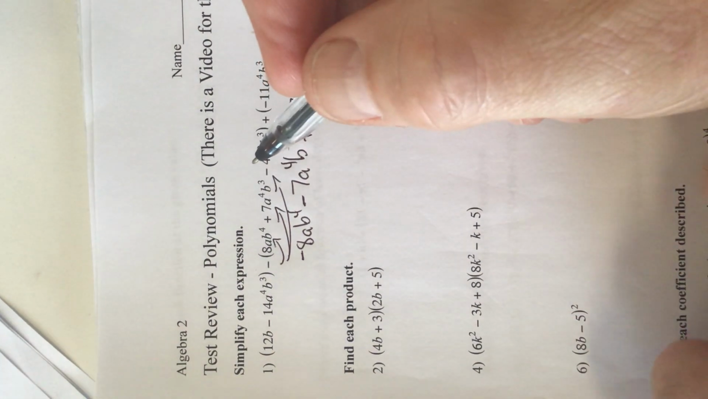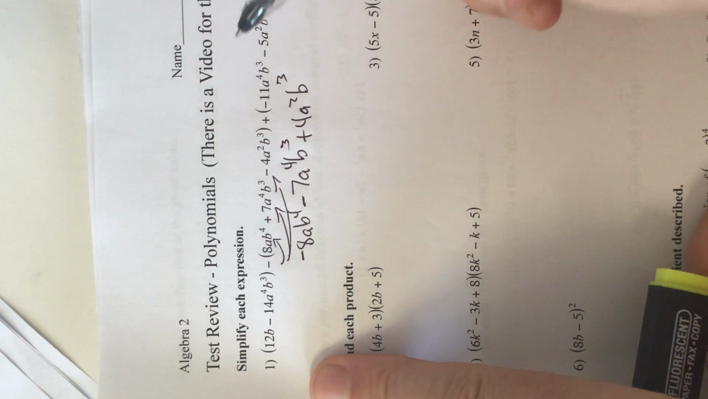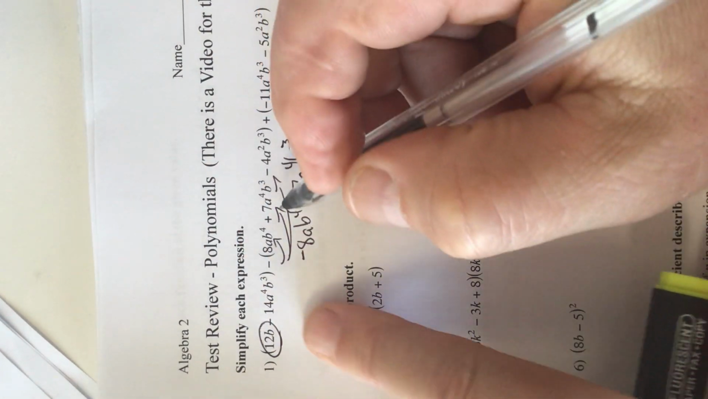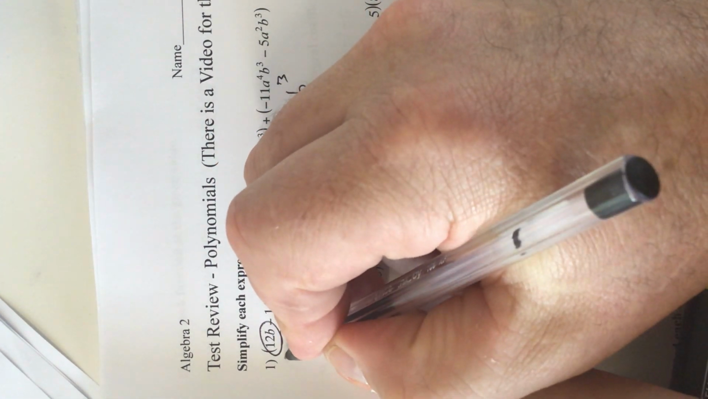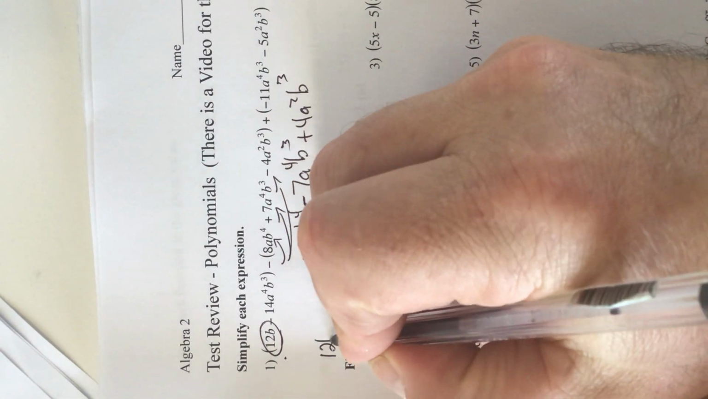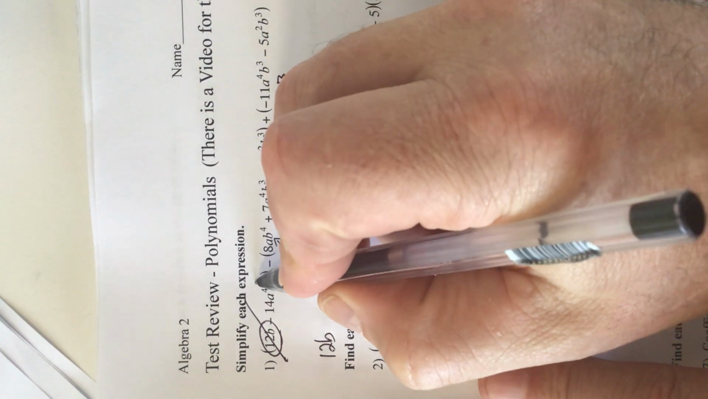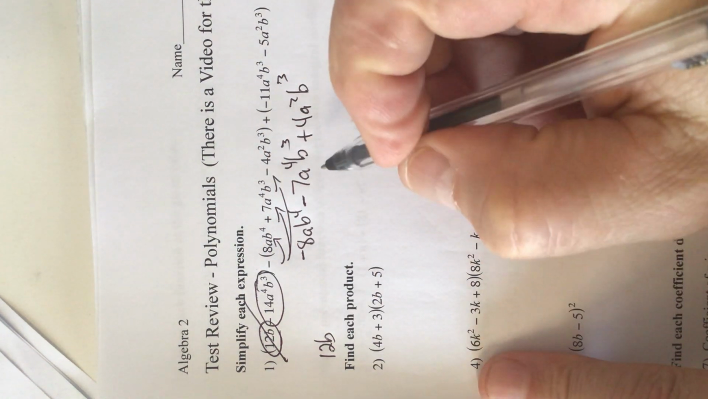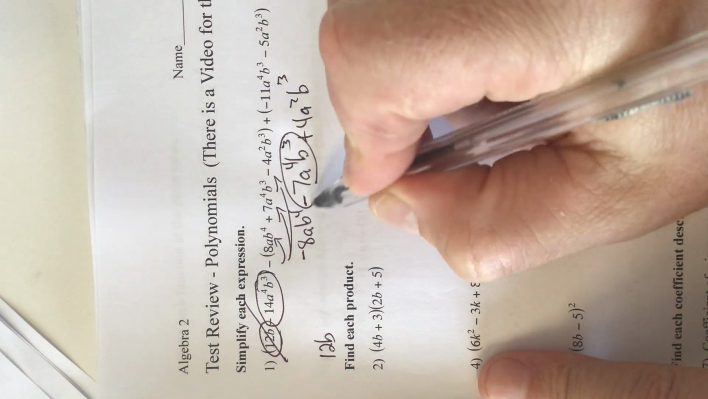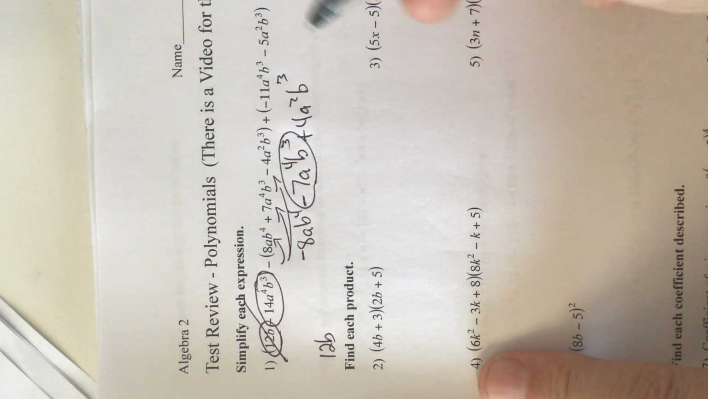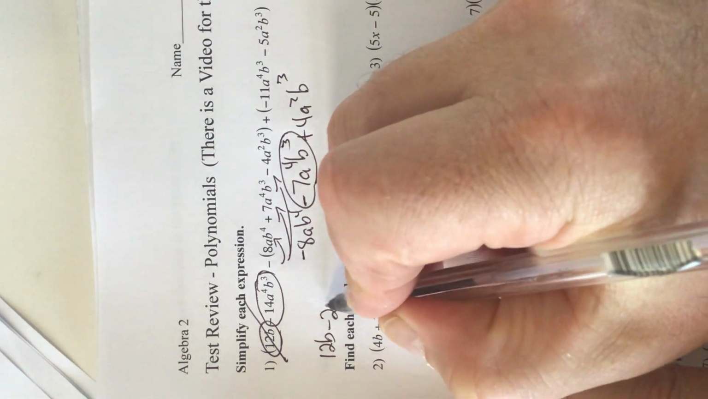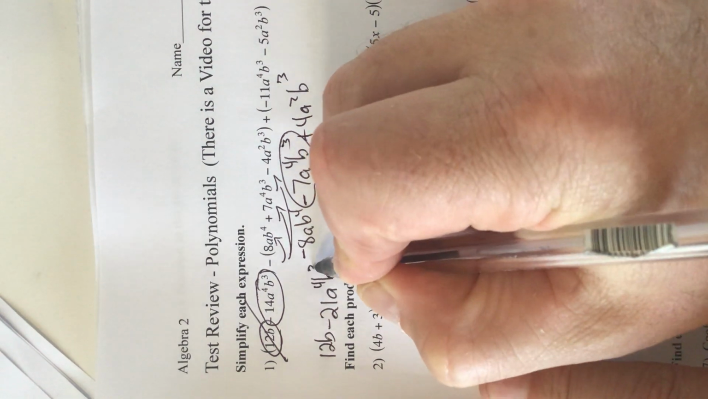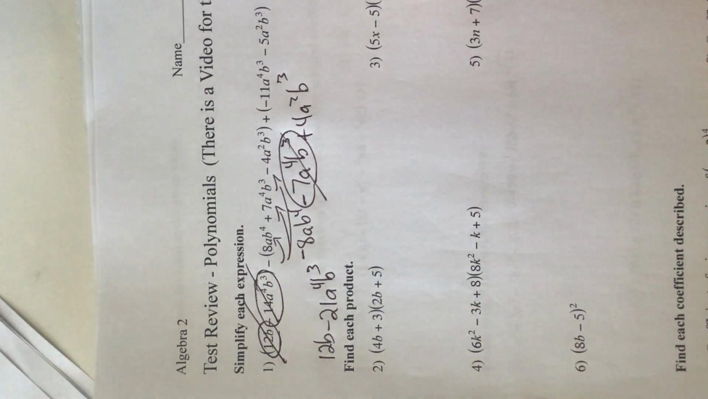Now you just find like terms. I guess I could just start with this one. There's a b, and that's it, so that's going to be by itself. So where should I put the answers? How about 12b? That one's done. There's an a^4b^3. Looks like that's it. So negative 14 and negative 7 is negative 21 a^4b^3s. So those two are out.